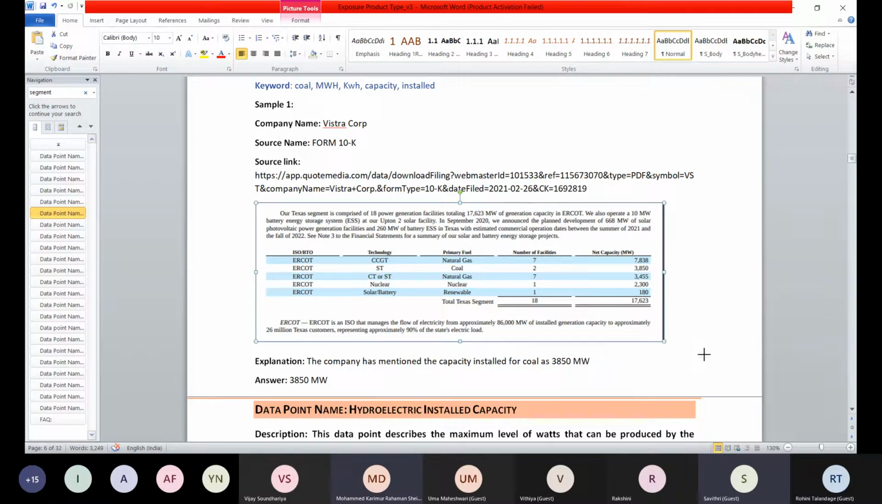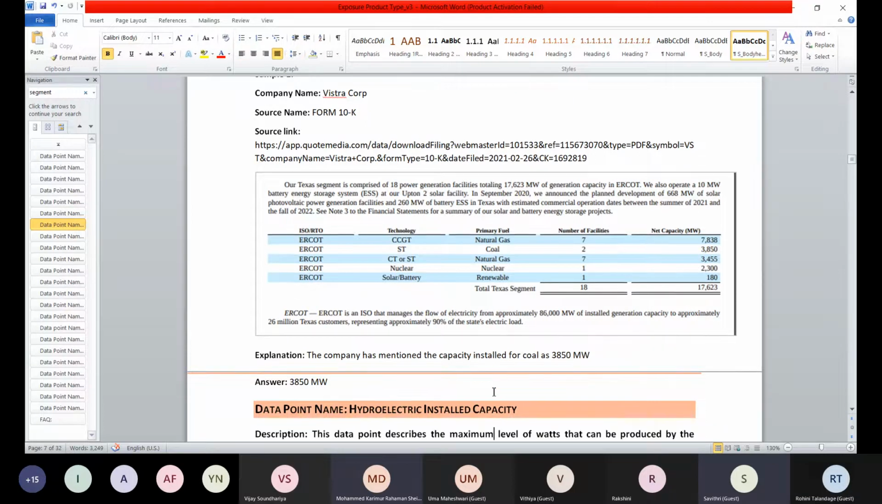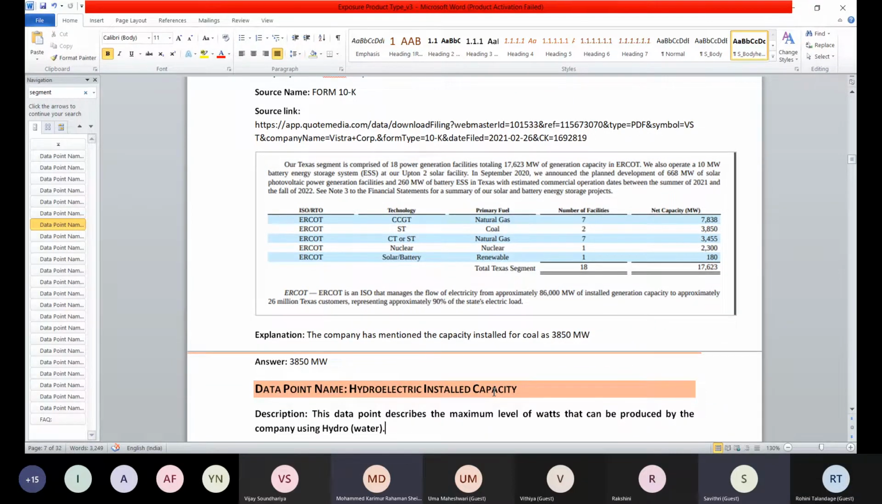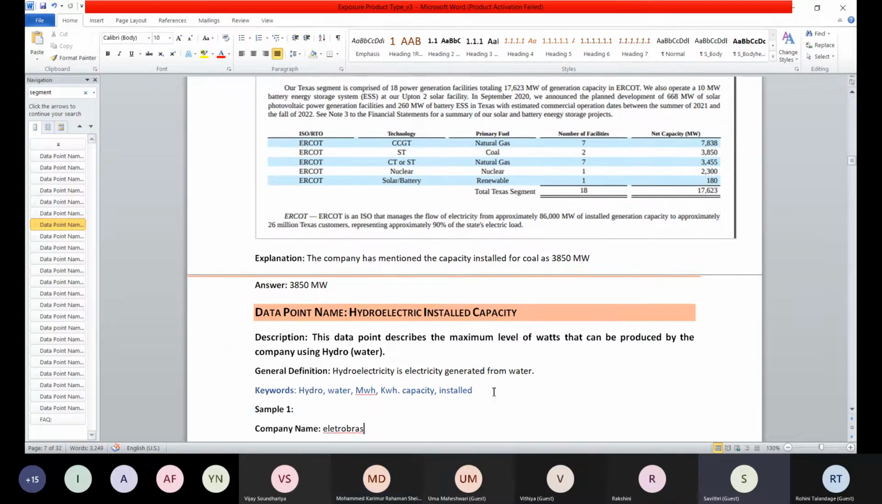So this is the capacity data. Capacity value will always be disclosed in the unit MW. Please make a note of it, MW. For every source, they have different facilities and their net capacity. So this is what we are going to capture for this data point.